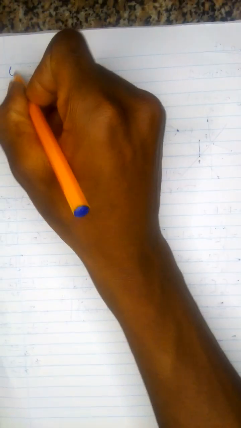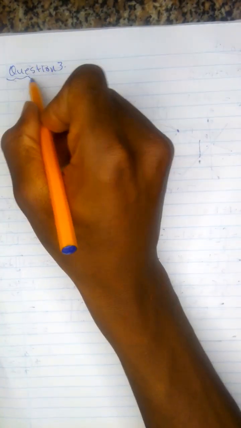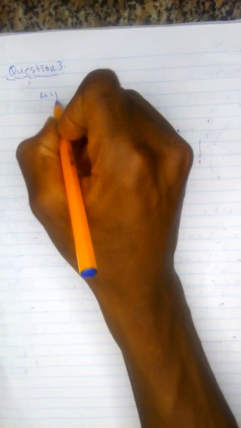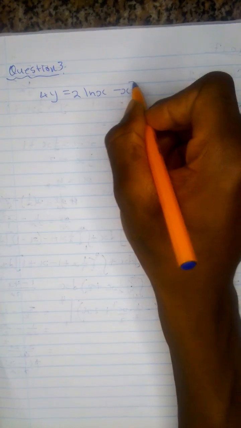Alright, so let us look at question number 3. On question 3, we are given the curve 4y equals 2 ln of x minus x squared, and they want us to find dy divided by dx. So it should be pretty easy.